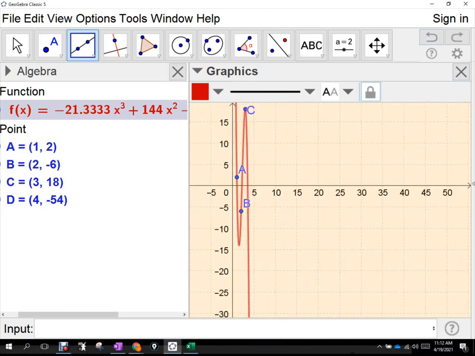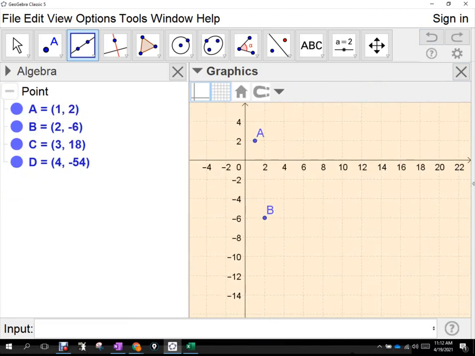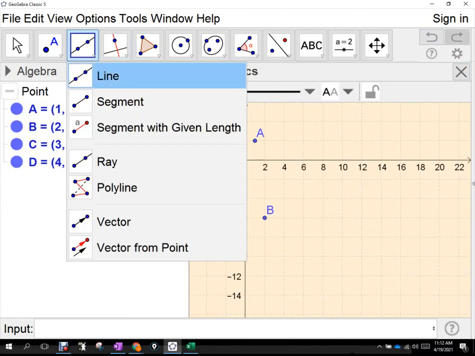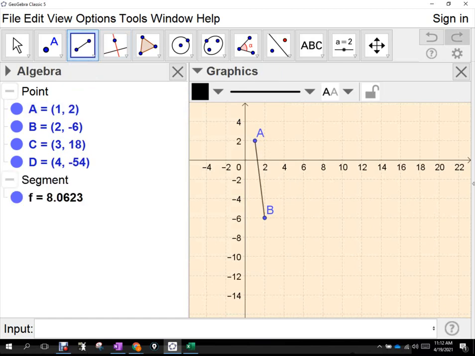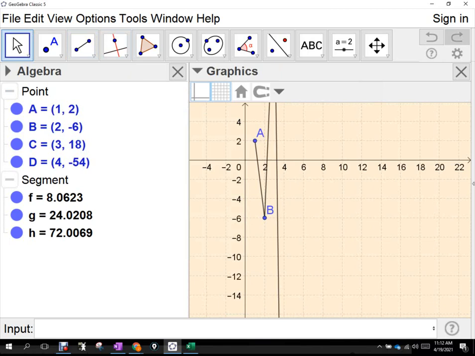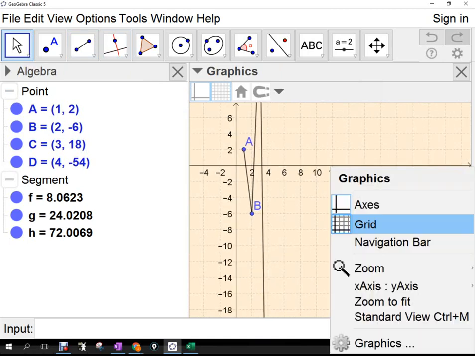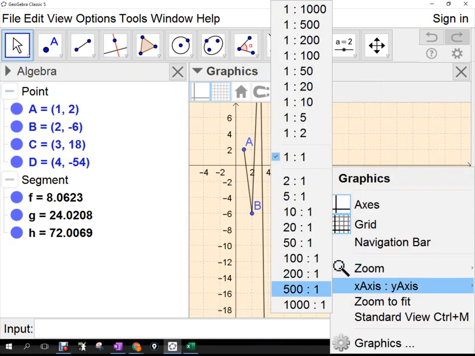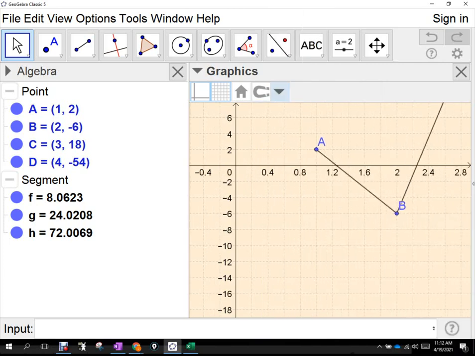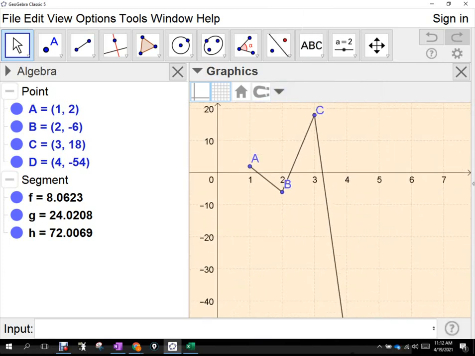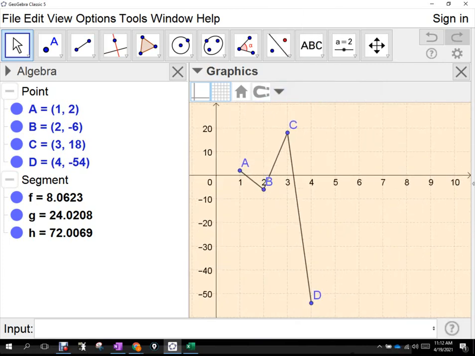Sometimes we will see if I can do it this way. Let's create a segment between there and there, and then there and there, and then there and there. And you can see kind of a pattern. Let's make the y-axis do this. You can kind of see a pattern of going down and then up and then down, and then we're going to go up even higher here. Does that make sense? Okay.